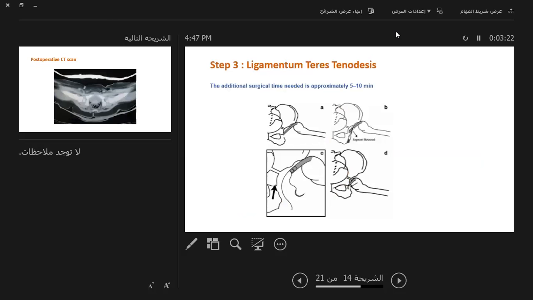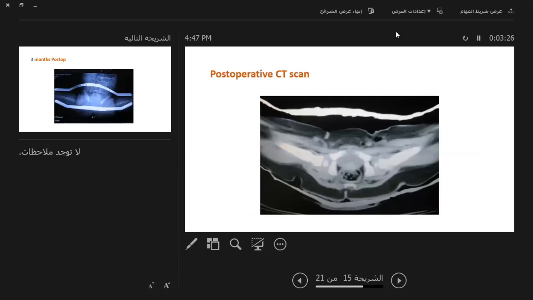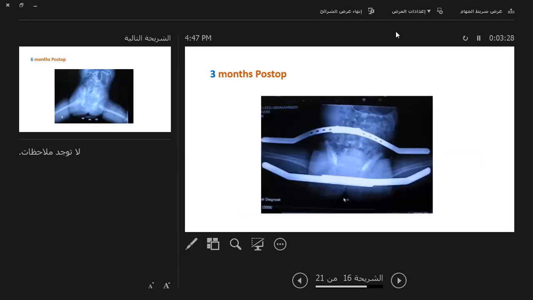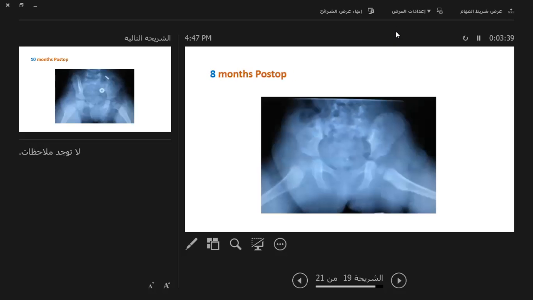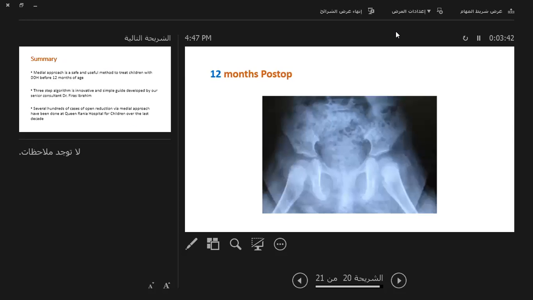We have to verify the reduction with intraoperative X-ray and then a postoperative CT scan, and then apply hip spica. We follow up with hip spica for 3 months and then 3 months of abduction splints, with X-rays at 6 months follow-up, and regular follow-ups at 8 months, 10 months, and 12 months.